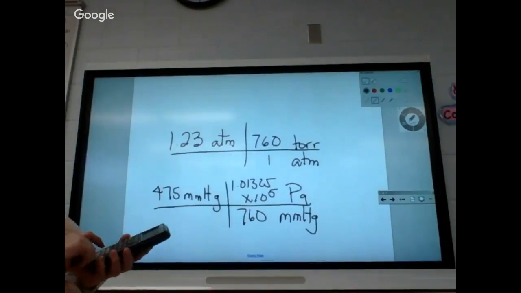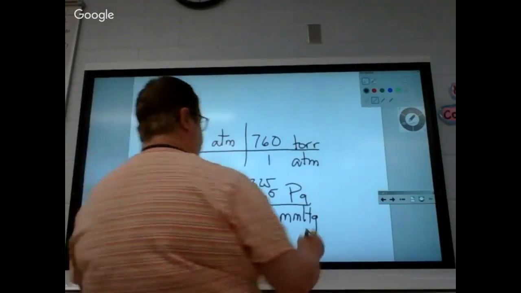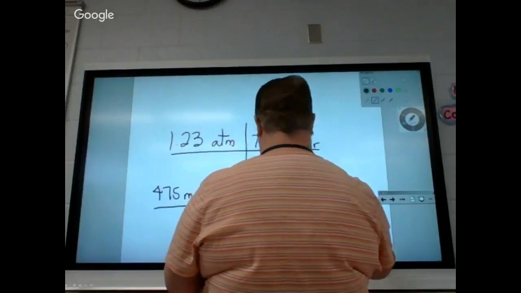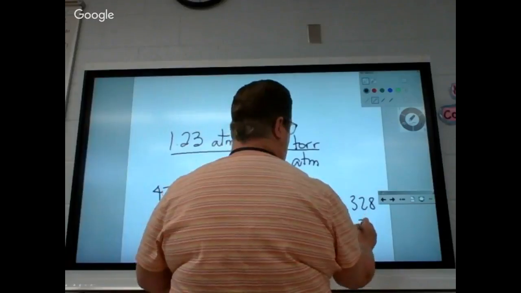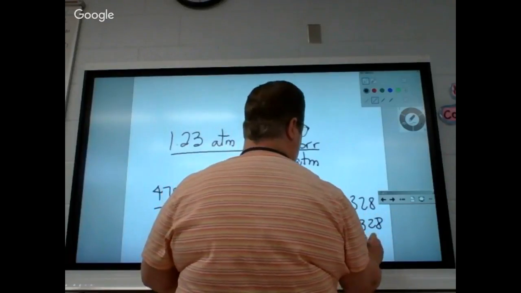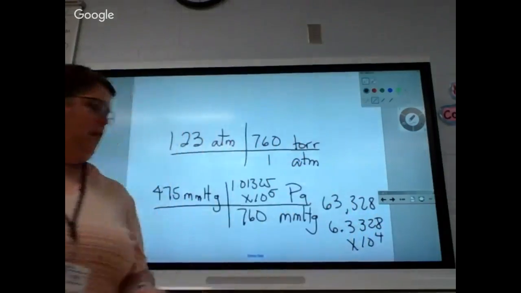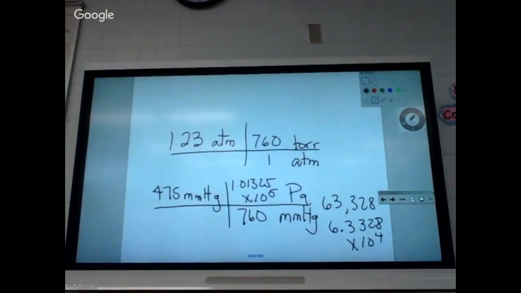I have that. Okay. 63,328. So, yeah. I did the chart. I have a question. Did you punch it in the calculator wrong? Probably. Okay. I mean, you have the same numbers. So punch it in and see if that fixes it for you.